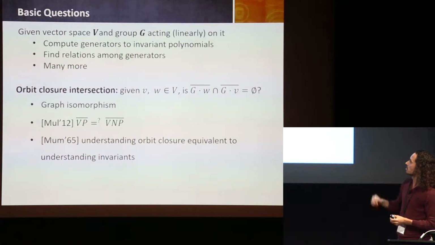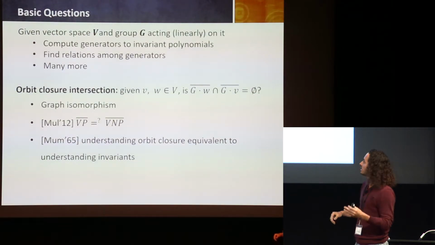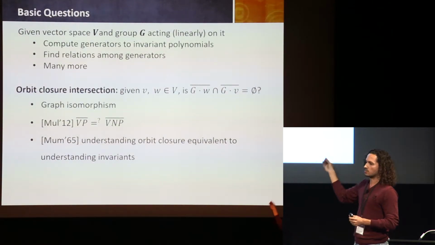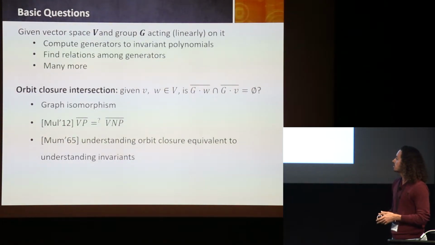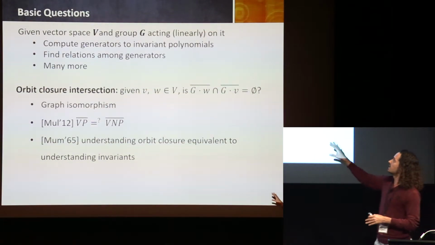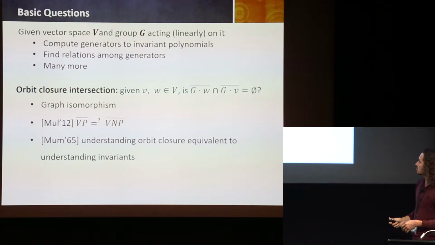This also becomes a problem of orbit closure intersection, which is the orbit closure of the determinant under linear actions. Is the permanent contained in the orbit closure of the determinant? So that's Mulmuley's approach. And in 1965, Mumford said that understanding this orbit closure intersection is equivalent to understanding the invariant polynomials. So there's a deep connection between these two.